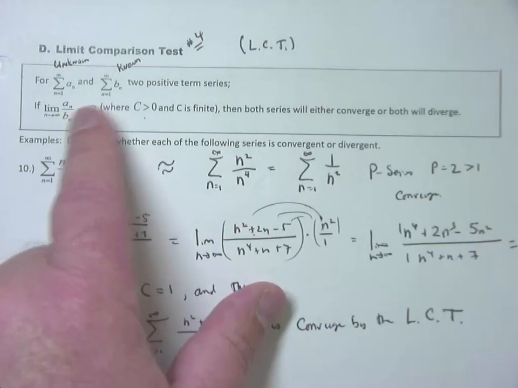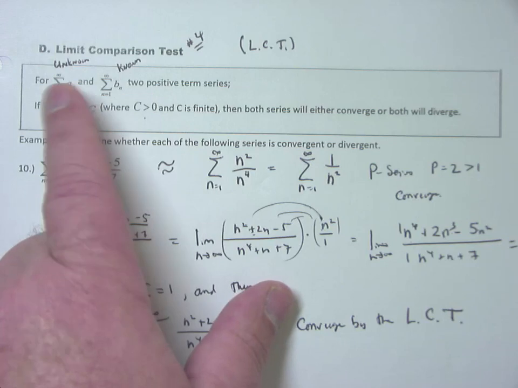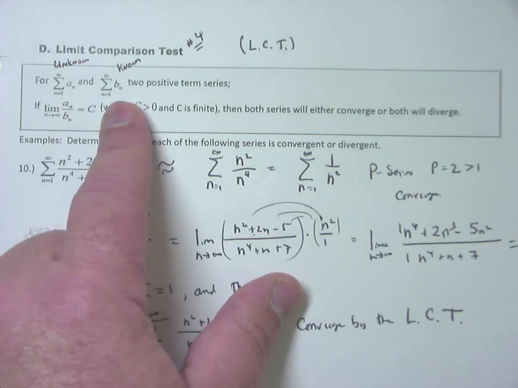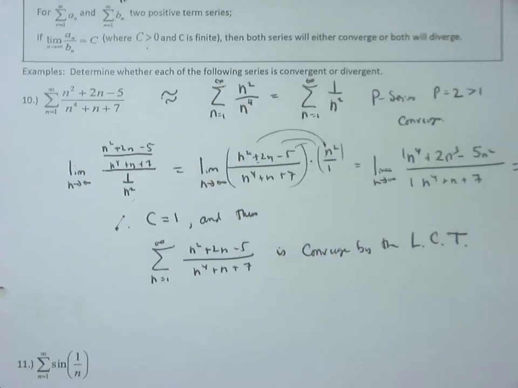Since the known one converged, that will force the unknown to converge. If the known one diverged, it will actually force the unknown to diverge. They're going to do the same thing, either converge or diverge. Okay? And I did this particular problem for you guys last time.